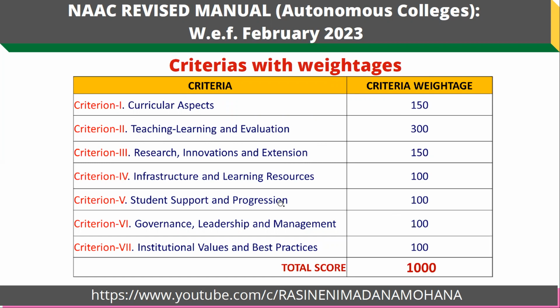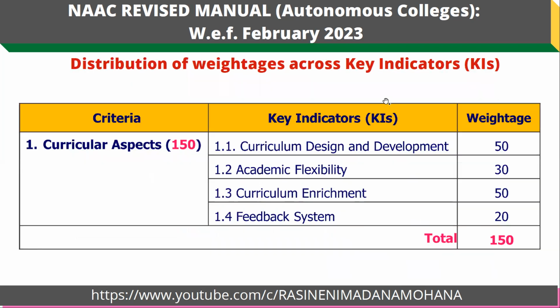Criterion 5, student support and progression, weightage is 100. Criterion 6, governance, leadership and management, weightage is 100. Criterion 7, institutional values and best practices, weightage is 100. The total weightage across all the 7 criteria is 1000. This is the weightage of autonomous colleges.